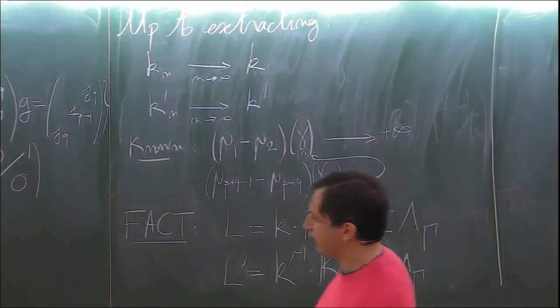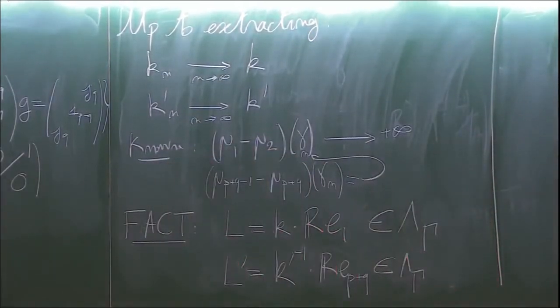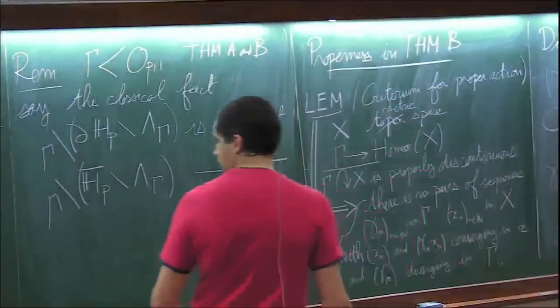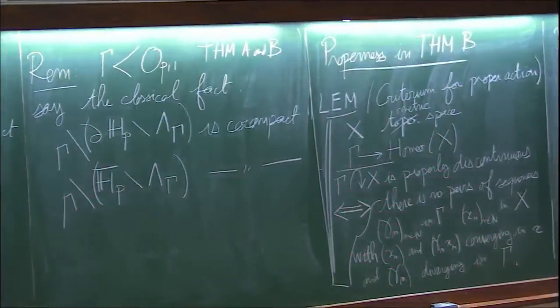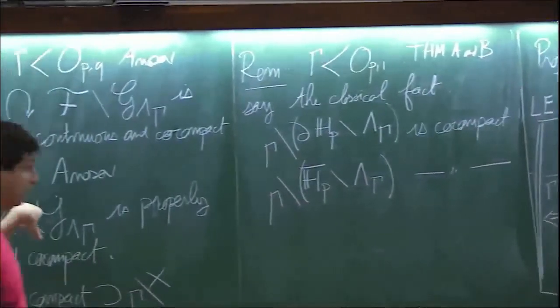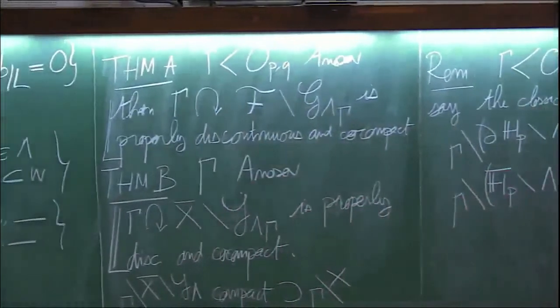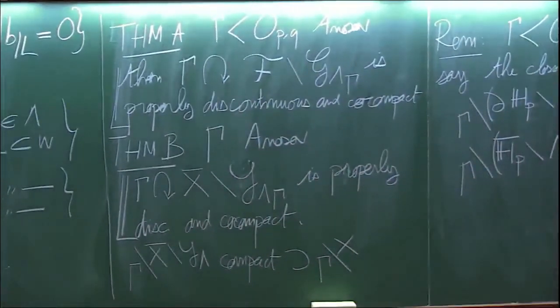Okay, so now I would like to understand if I have a sequence that converges in this space, can the sequence gamma n xn converge as well? And I will see that this is not possible. This is the following lemma.